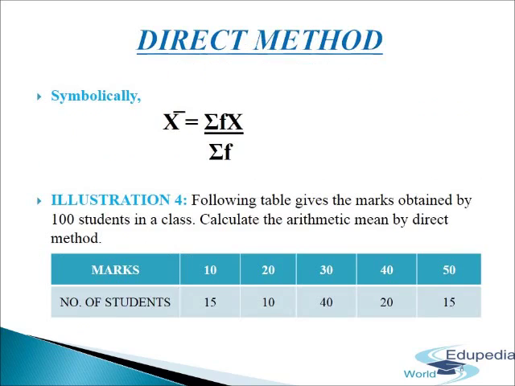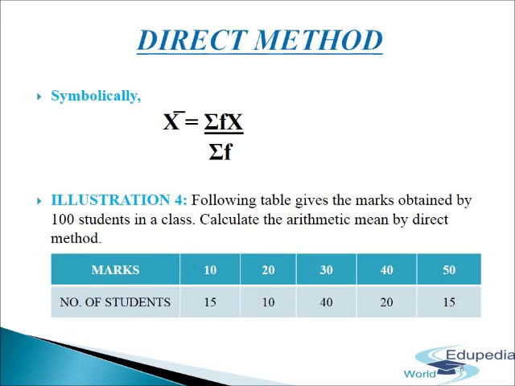Direct method. In this method, the frequency against each observation is multiplied by the value of the observation. The values so obtained are summed up and divided by the total number of frequencies. Symbolically, it will be written as x bar, which means arithmetic mean of the series, equals sigma fx divided by sigma f, where f is the frequency of the variable and x is the variable.